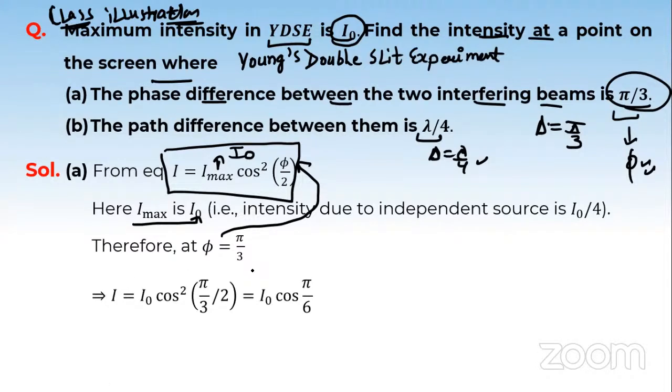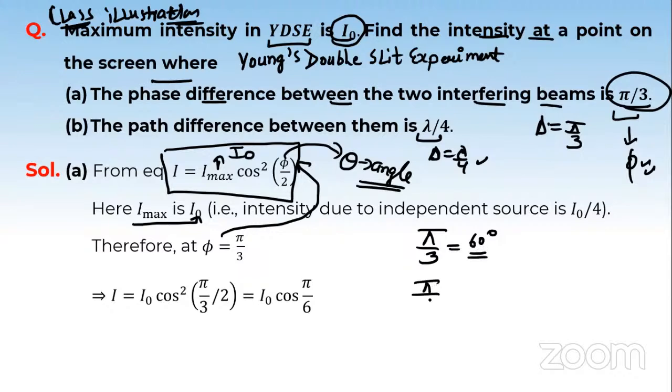This will give you a result equal to how much? Pi by 6. See, what is pi by 3? Remember, this is under the cos, so this is a direct angle. It's 60 degrees. Then pi by 6 will be how much? 30 degrees. Cos 30 is how much? Root 3 by 2. Cos square 30 is how much? 3 by 4. So I equals I naught cos square pi by 6, which is 3 I naught by 4. You'll get this value as the answer.